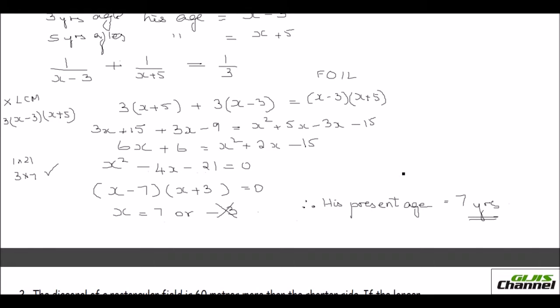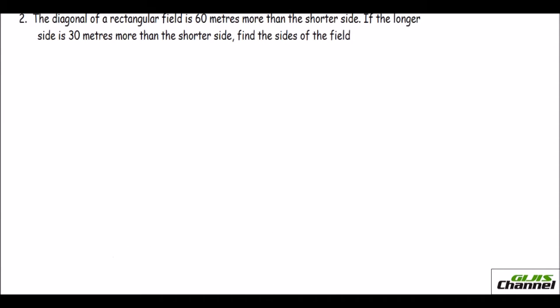Okay, let's continue with the second question now. The diagonal of a rectangular field is 60 meters more than the shorter side. If the longer side is 30 meters more than the shorter side, find the sides of the field. So I just take a rectangular field here. They say the diagonal of the rectangular field is 60 more than the shorter side.